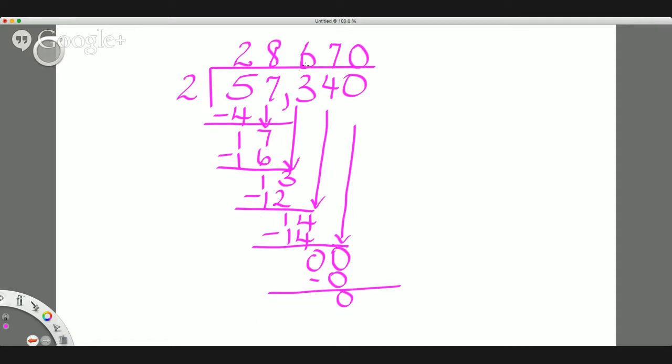We see that our answer, 1, 2, 3, is 28,670. Let's take a look at another example.